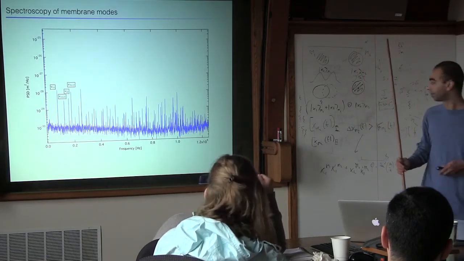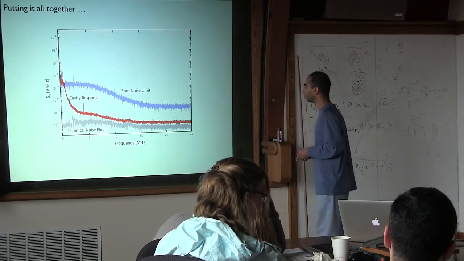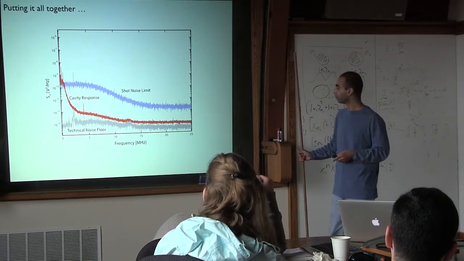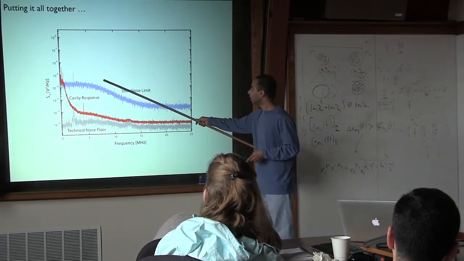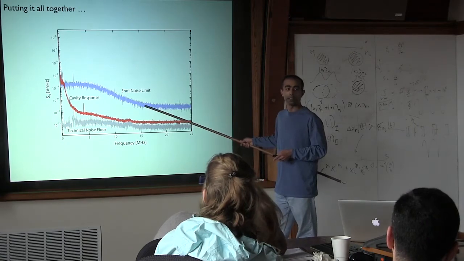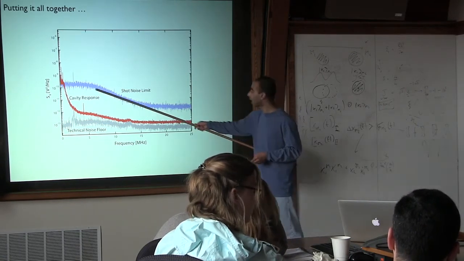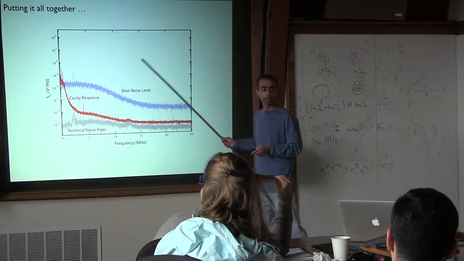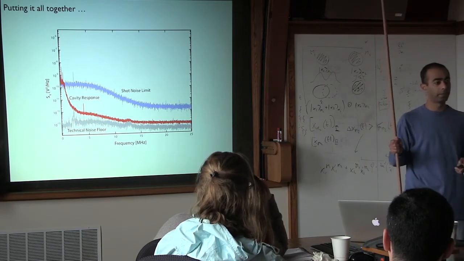Sorry, in the previous curve, your shot noise makes me think that the cavity line width is now like 10 megahertz or something. No, this roll off here is actually just our detector. Oh, okay. Yeah. This is the cavity response. Okay. The 10 megahertz is just our detector line.